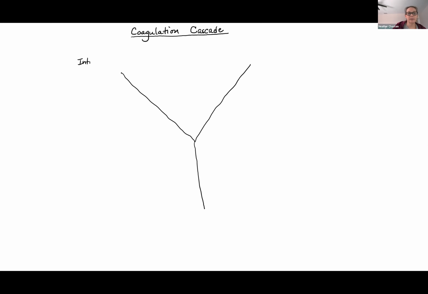So let's talk about the coagulation cascade. The coagulation cascade has two pathways. It looks like a Y here. The first pathway is the intrinsic pathway, and we talked about this briefly. And the extrinsic pathway. Our intrinsic pathway is initiated with internal injury, whereas your extrinsic pathway is initiated with external injury.